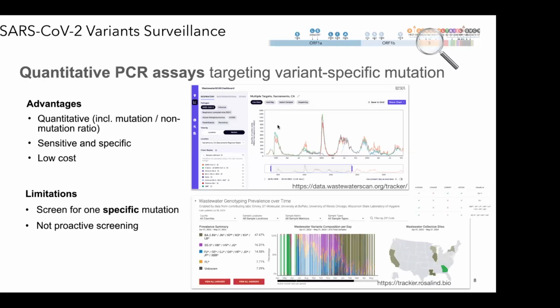The other dashboard I found was a project called Rosalind, in which they look at different mutations to be able to track different variants in the state. So it worked pretty well. That technique works, but has some limitations, as I mentioned.